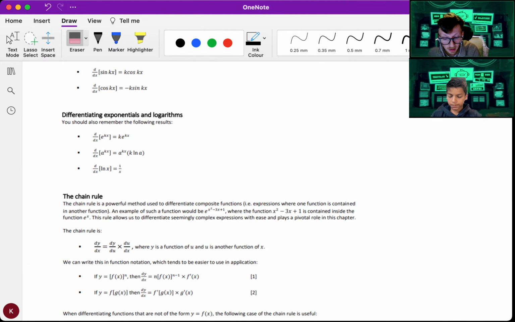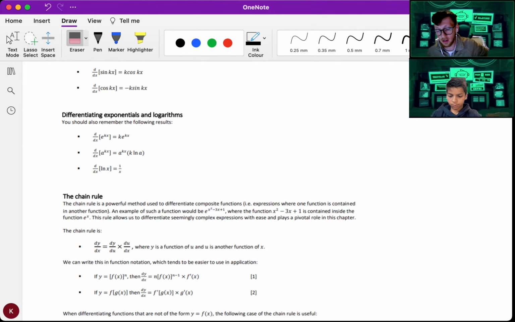The derivative of e to the kx is k e to the kx. Again, that fact that we've got k as a coefficient of x in our power, which we multiply through by, is an example of the chain rule. The derivative of a, a constant, to the power of kx is equal to a to the kx multiplied by k ln a.